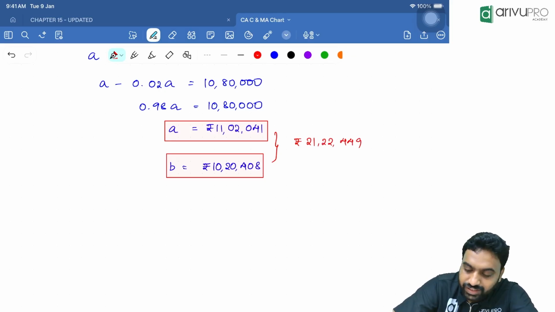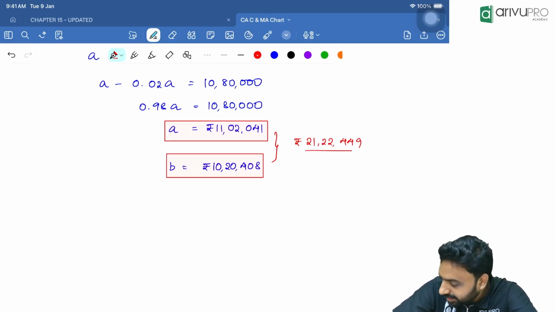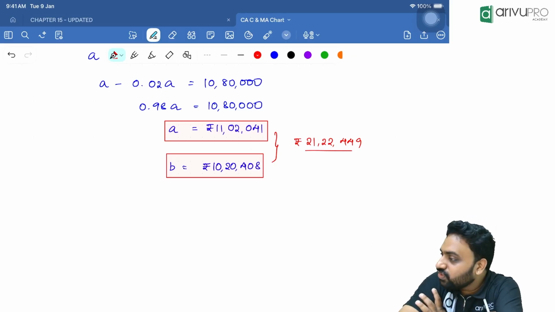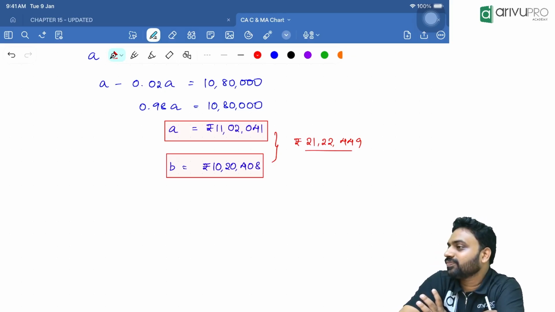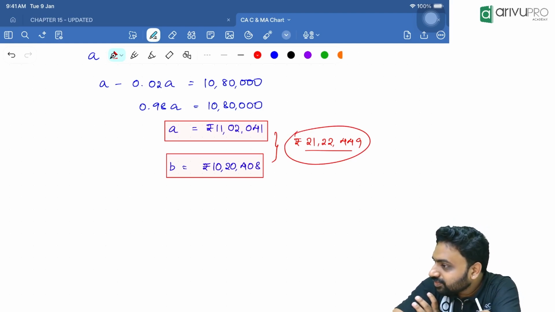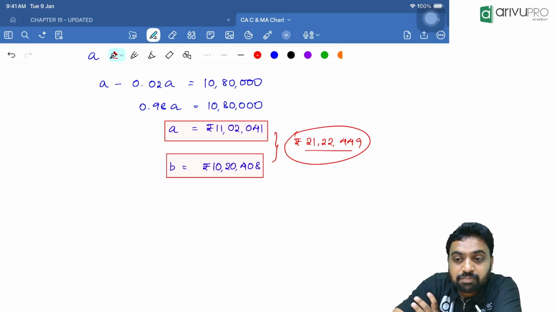21 lakh 22,449. That means, should this full amount of 21 lakh 22,449 be charged to the production department? No. That's the reason I told you, don't take the ratio. If you take the ratio, the full amount will be distributed. Correct? So don't take the ratio. You should take the percentages.